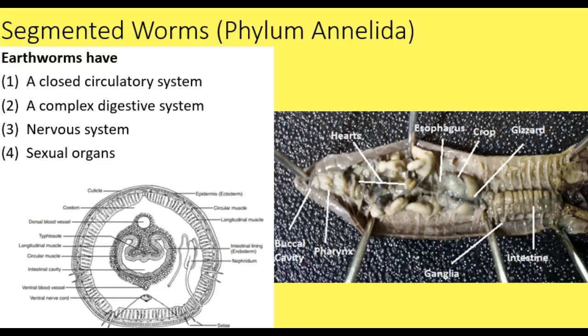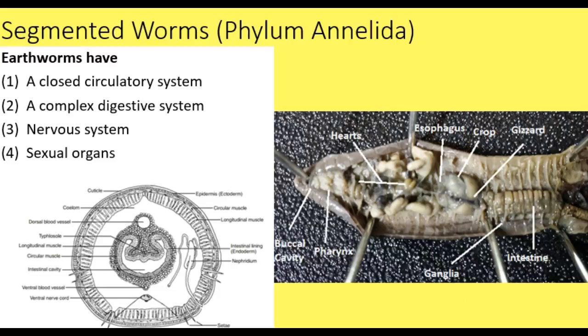So earthworms exhibit the basic characteristics of segmented worms. They have a closed circulatory system, a complex digestive and nervous system, and sexual organs. Their mouth is covered by a small projection called the prostomium. And that band around the body of the worm is called a clitellum, and that's part of the sexual organs. It forms a ring of mucus around the copulating worms and later becomes a holder for the fertilized eggs.